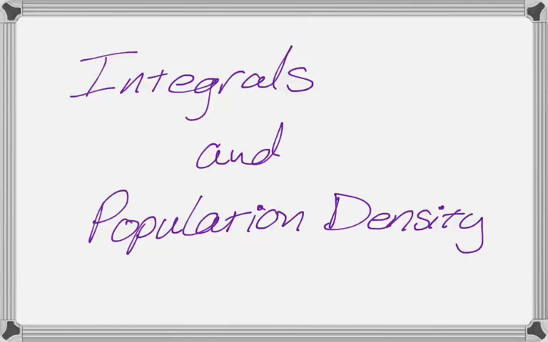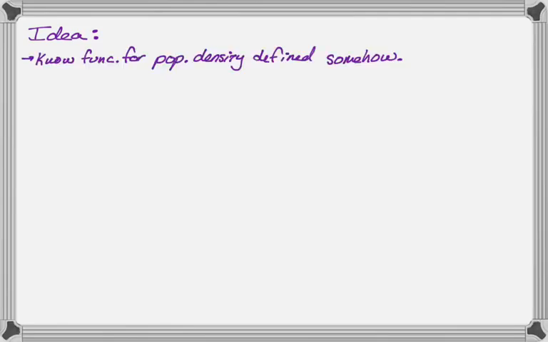Okay, in this video we are going to talk about integrals and population density and finding total population. So let's see what we're dealing with. The basic idea is that you know some function for population density and it's going to be defined somehow. So you're going to be told that x, the variable, is the distance from like the left side of town or the right side of town or the bottom of town or something like that.